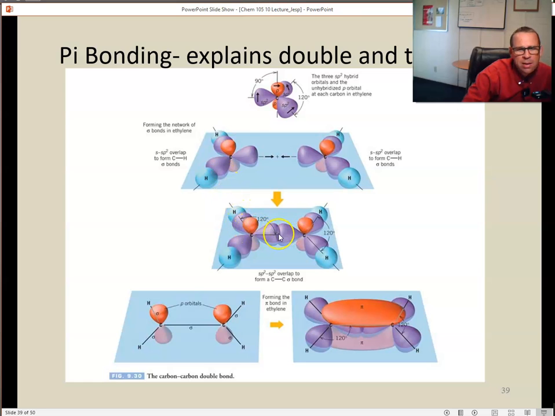Well, what happens is that when these two hybrids come in close proximity, close enough to form a bond, the remaining p orbitals begin to overlap as well and form what's called a pi bond. And that pi bond occurs above, because of the lobe of electron density that is remaining on both those carbons, and below, because there's electron density that remains below. They're called pi bonds because pi is the Greek letter for p, and these are p orbitals forming a bond.